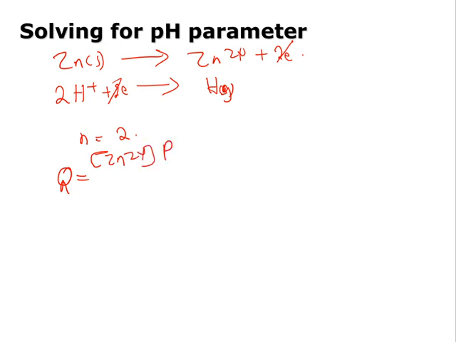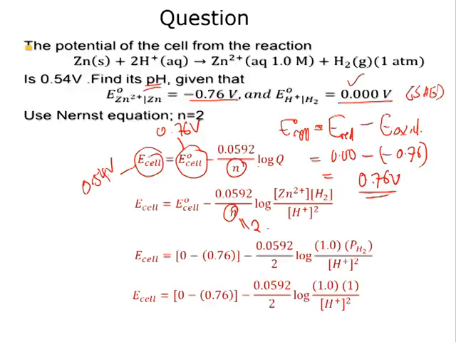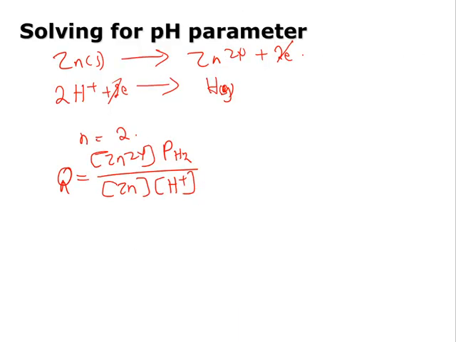Then P is a gas, so it's going to be pressure. So times the pressure of hydrogen divided by the concentration of zinc solid times hydrogen plus. Now, if you look at hydrogen, it has a number of moles of 2. Like we've said in the previous examples, when you have a mole, it is raised to the power. So since there's a mole of 2 here, it will be raised to the power 2 over there.